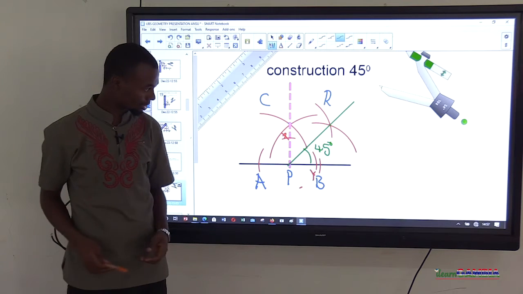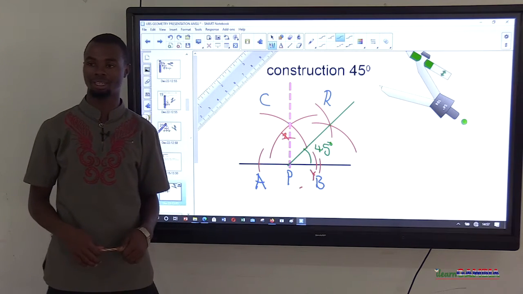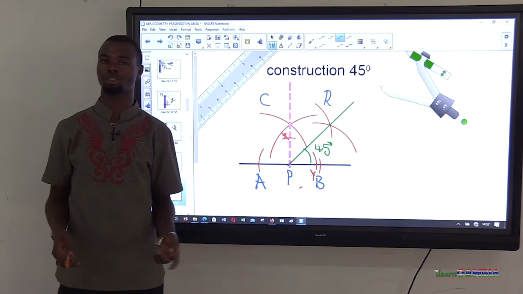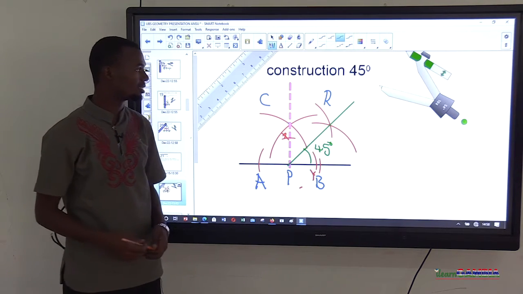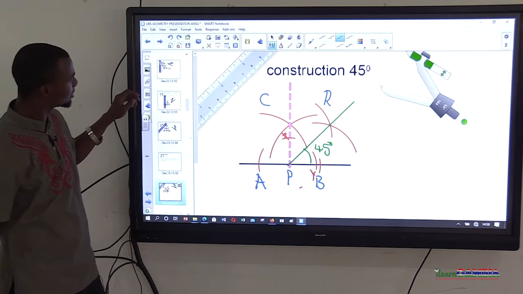We have constructed 90 degrees in three different ways. With any of these three ways, if you construct 90 degrees, just bisect it to get 45 degrees. So we go to the next slide.